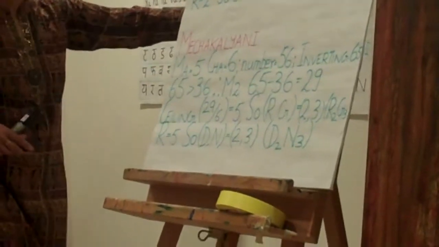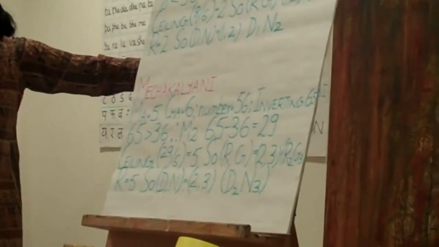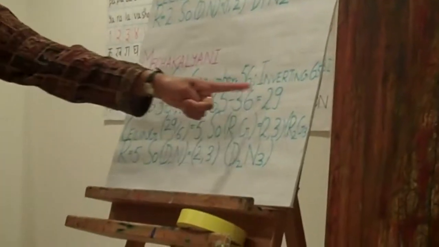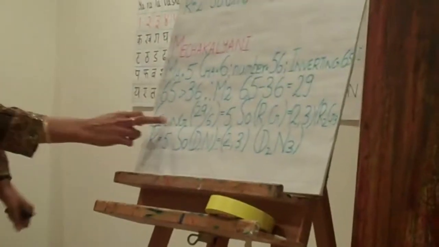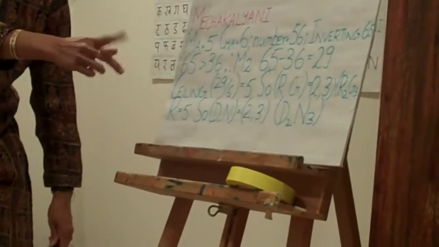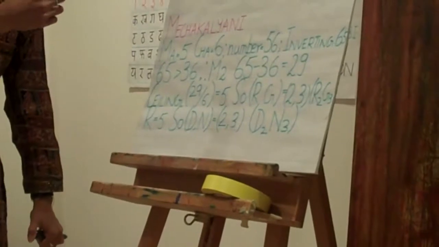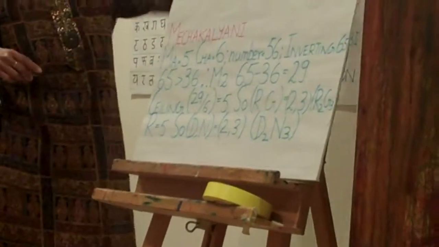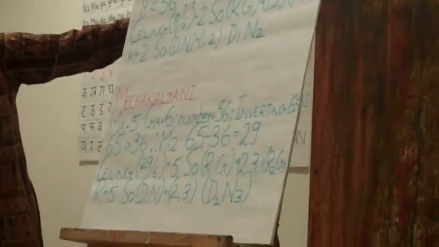According to this pink statement: number greater than 36, subtract 36. So 65 minus 36 is 29. So ceiling 29 by 6 would be 5. 6 fours are 24, so 1 higher is 5. So Re-Ga would be the fifth combination.